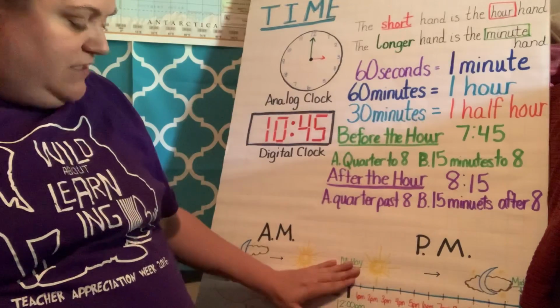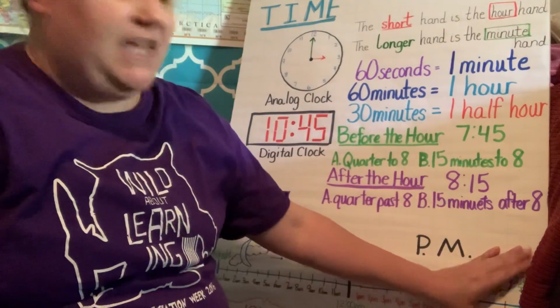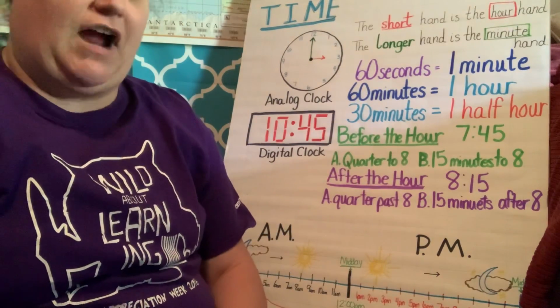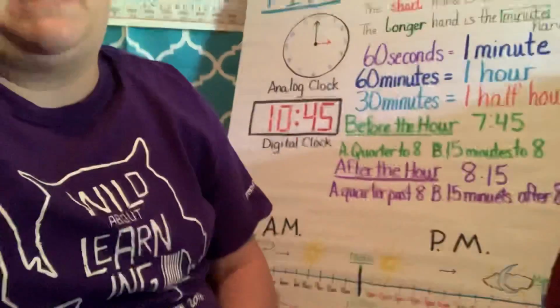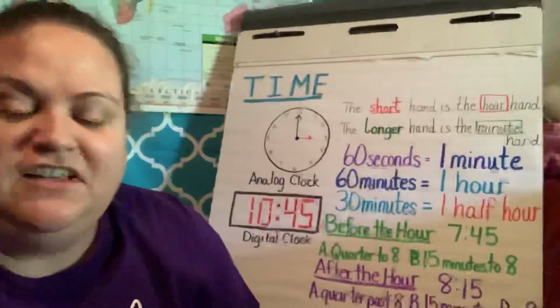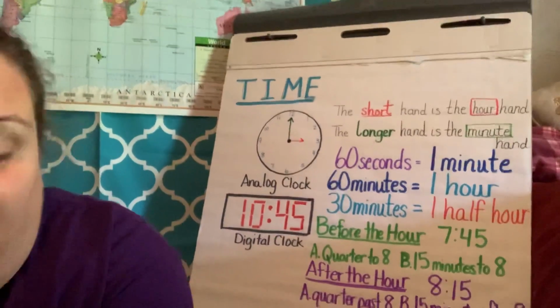There's 12 hours in the AM and 12 hours in the PM, which makes it a total of 24 hours in our day for school, or in our day, every day, I should say. So just some reminders of how we do time.